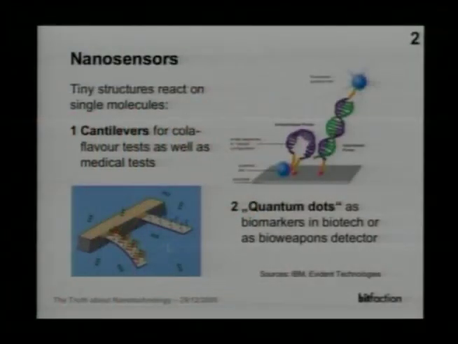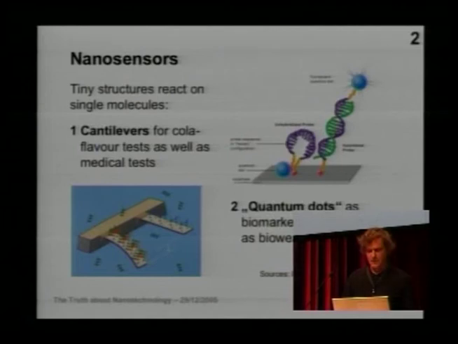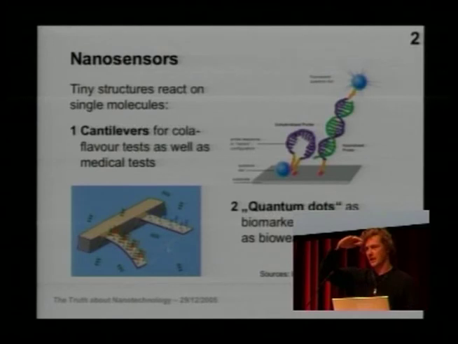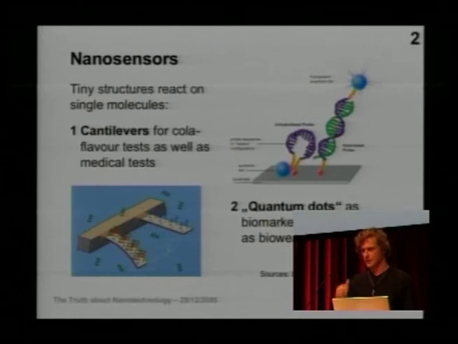So let's just show you a few applications, nanosensors. That's tiny structures that can react on single molecules. One very popular one is these cantilever arrays on the left side, where you put some molecules like biomolecules on, and if they attach together, then the cantilever is bent down. And this bending down you can read from a reflected laser beam, which is reflected differently if it's attached or not. So if the laser is reflected differently, then you know, okay, there is something in the probe.